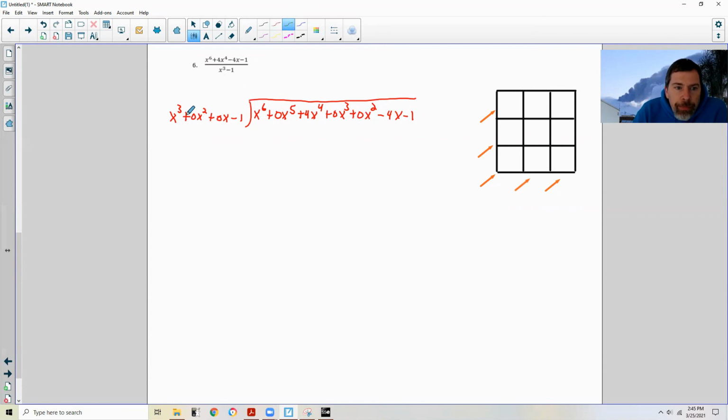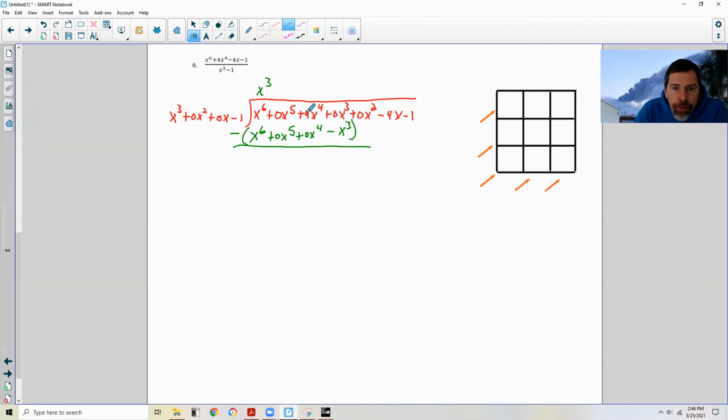All right, so here we go. 1, 1, we're good there. X cubed, I need x to the 3rd times x to the 3rd equals x to the 6th. X to the 3rd times 0x squared is going to be 0x to the 5th. X to the 3rd times 0x is going to be 0x to the 4th. X to the 3rd times a negative 1 is negative x to the 3rd. Put that in parentheses, subtract. X to the 6th minus x to the 6th is 0.